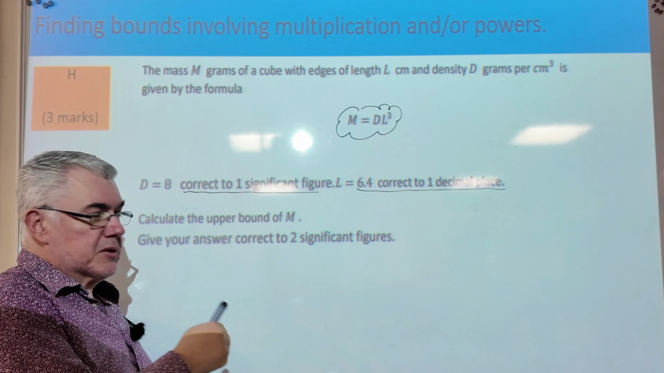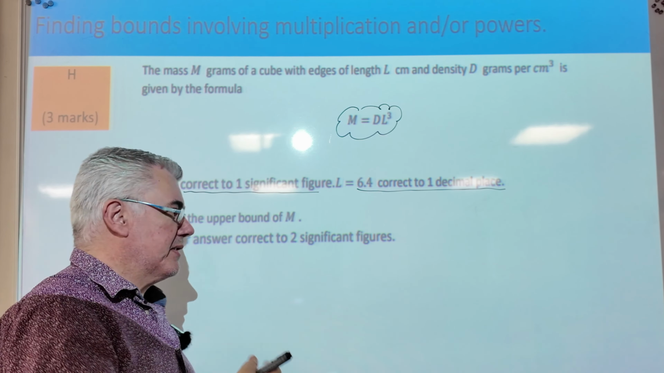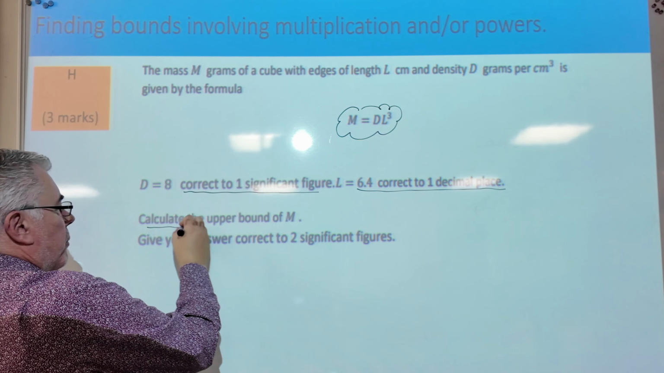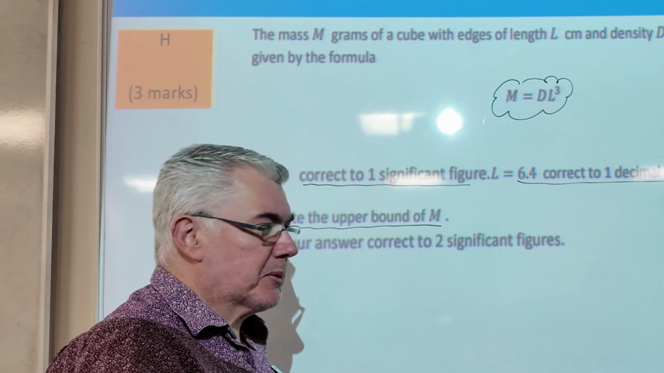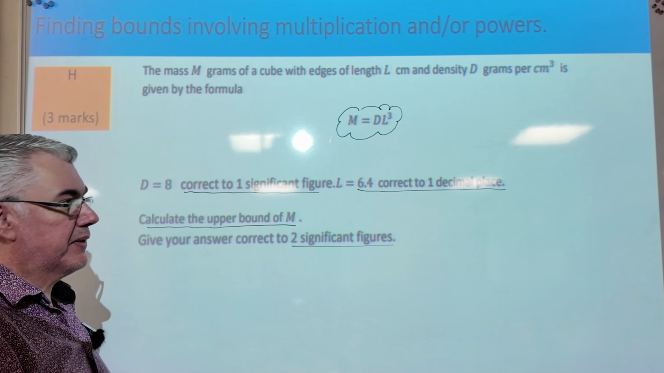If you didn't realise this was a bounds question, this is a bit of a giveaway. We've been given the figures after they've been rounded. Calculate the upper bound of m. Obviously a bounds question then. Give your answer correct to two significant figures.